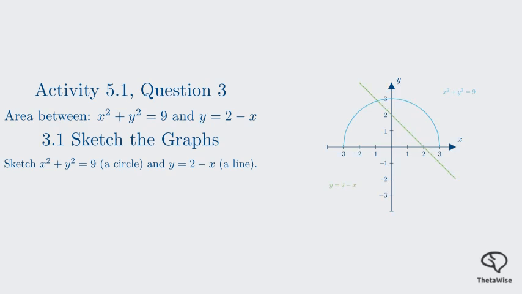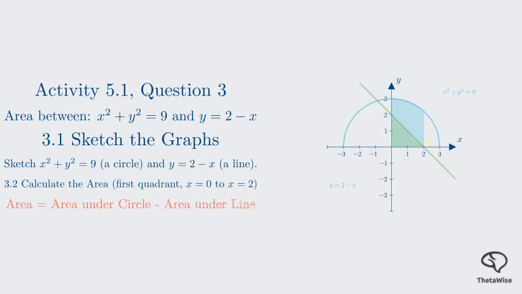Now for part 3.2. Calculate the area between the graphs in the first quadrant from x equals 0 to x equals 2. We are looking at the first quadrant, so we only need the top part of the circle. We are integrating from x equals 0, the y-axis, to x equals 2, a vertical line. The area we need to calculate is the region bounded by the line, the x-axis, the vertical line x equals 2, and the quarter circle.